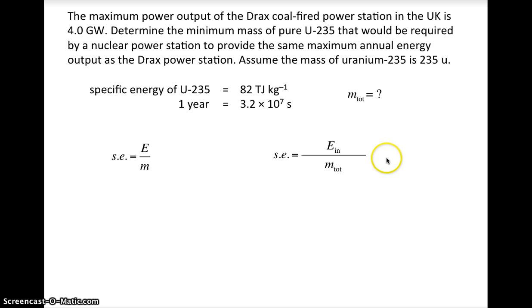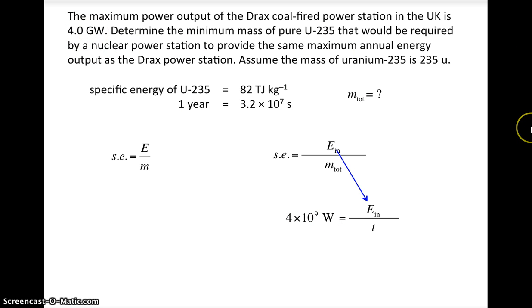Now we're going to use the input energy for the full year because we're looking for the mass of uranium, and that mass of uranium is what puts in energy. The electricity is the output, and the input is the fuel. So how are we going to find E in? Well, we're going to use the power equation. We know the power that's being put in. It's 4 times 10 to the 9, 4 gigawatts.